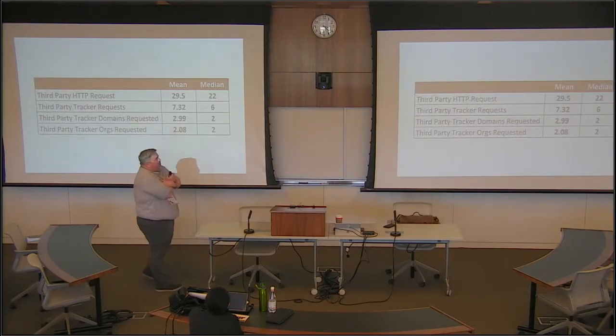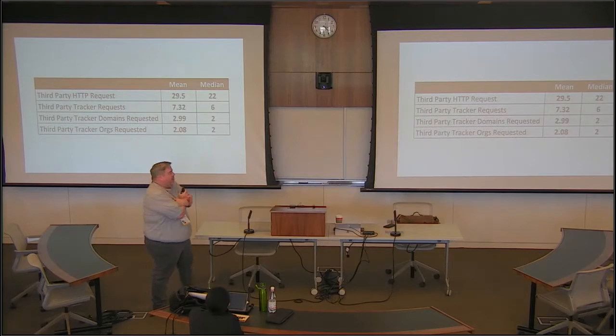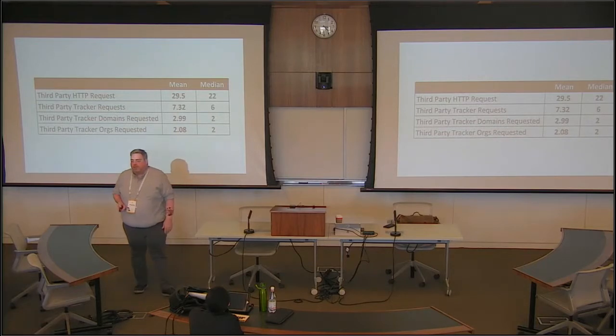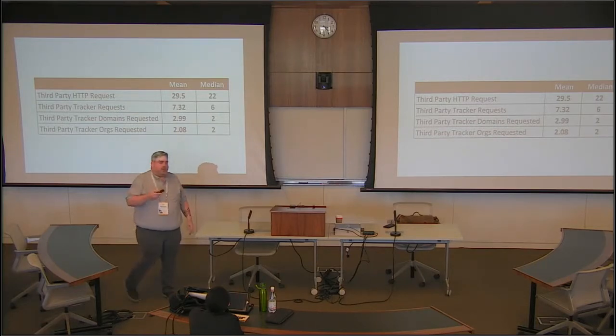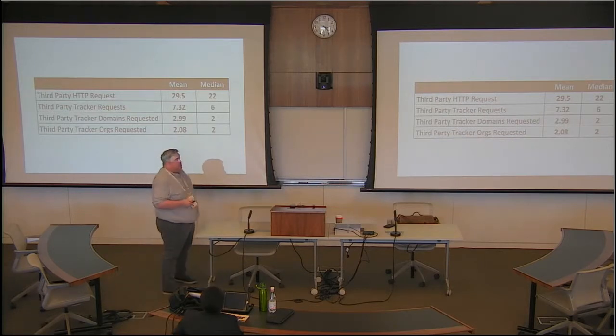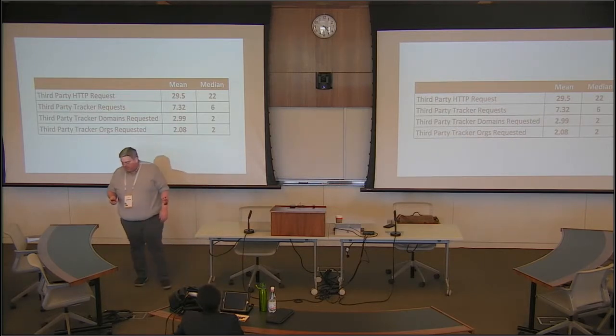So looking at the averages, you see for just pure third-party requests, the mean is 29.5 and the median 22, but once you start talking about actual third-party trackers, that number drops way down. And when you're talking about the actual individual companies, on average about 2 companies are showing up with trackers on every single law library homepage. So that's just looking at the HTTP requests.